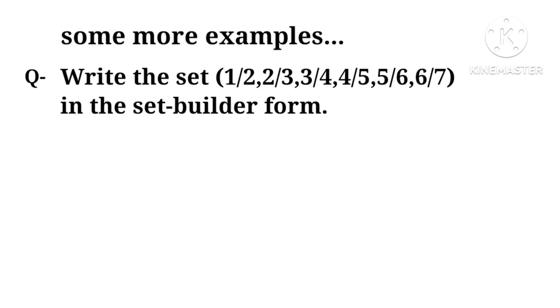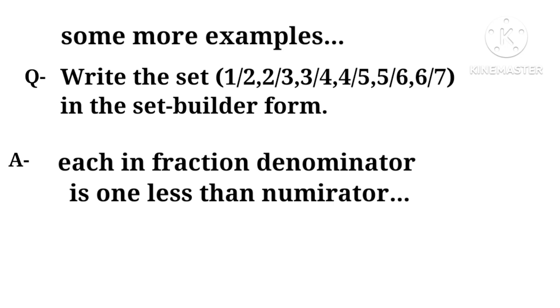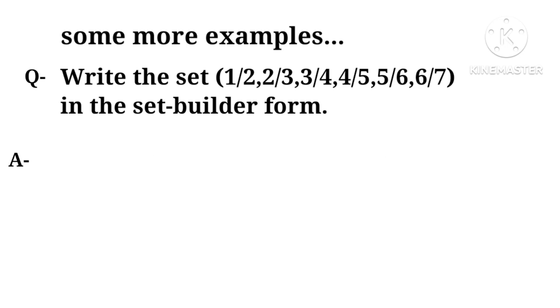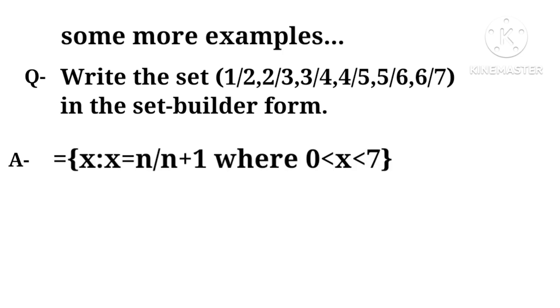Write the set {1/2, 2/3, 3/4, 4/5, 5/6, 6/7} in set builder form. Here we see in each fraction the numerator is 1 less than the denominator. Hence set builder form is A equals {x : x = n/(n+1), where 0 < x < 7}.